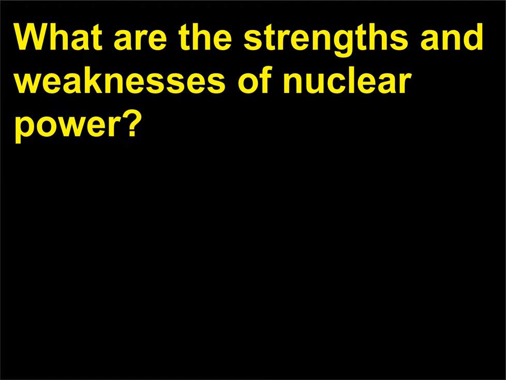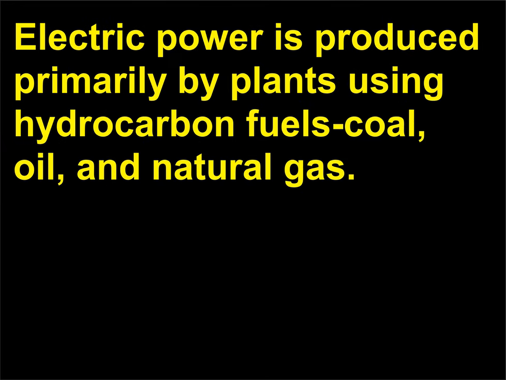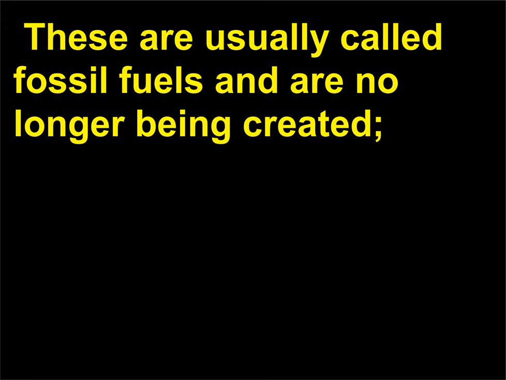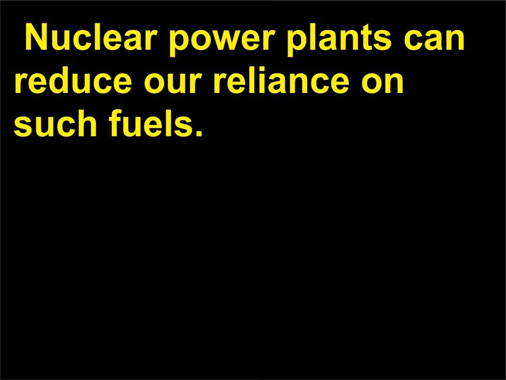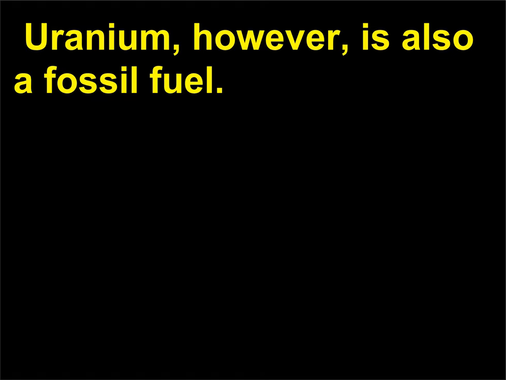What are the strengths and weaknesses of nuclear power? Electric power is produced primarily by plants using hydrocarbon fuels, coal, oil, and natural gas. These are usually called fossil fuels and are no longer being created. When they are used up, these resources are gone. Nuclear power plants can reduce our reliance on such fuels. Uranium, however, is also a fossil fuel.